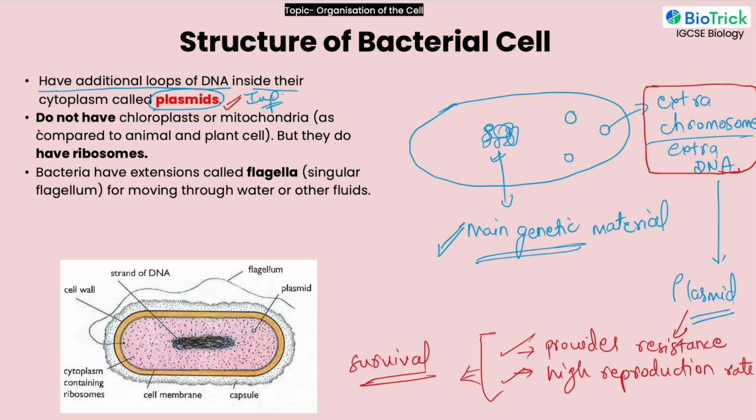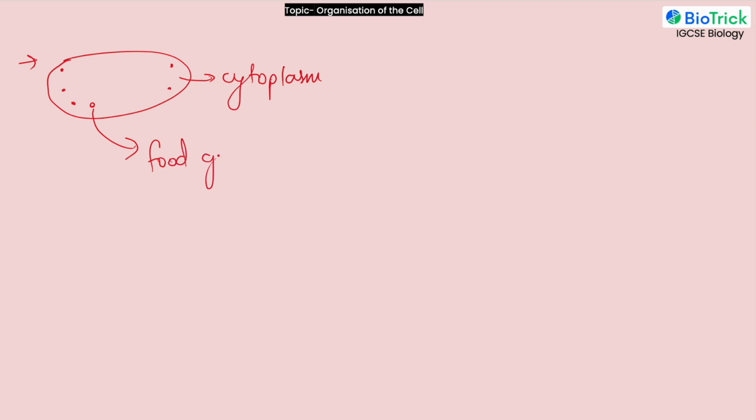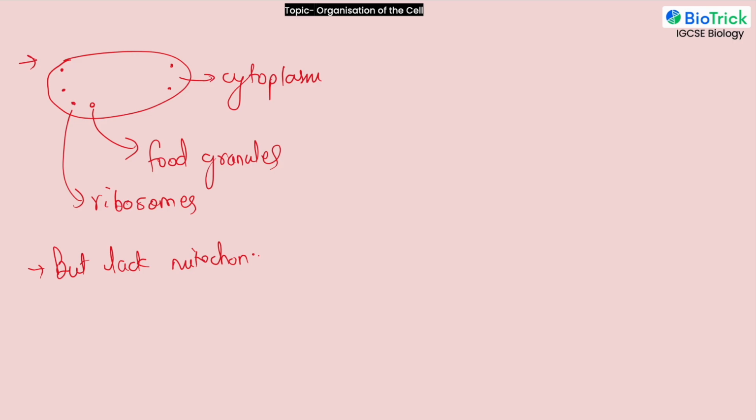Next, the bacterial cell does not have chloroplasts or mitochondria, but it does have ribosomes. Let's understand this. This is the cytoplasm. As we just discussed, the cytoplasm has some food granules and ribosomes, but lacks mitochondria and chloroplasts. Now what are they? Chloroplast is basically found in the plant cell. What is the function of chloroplast? Photosynthesis.